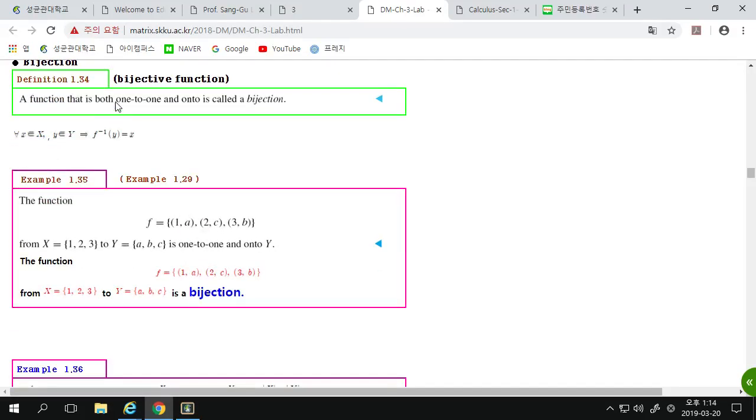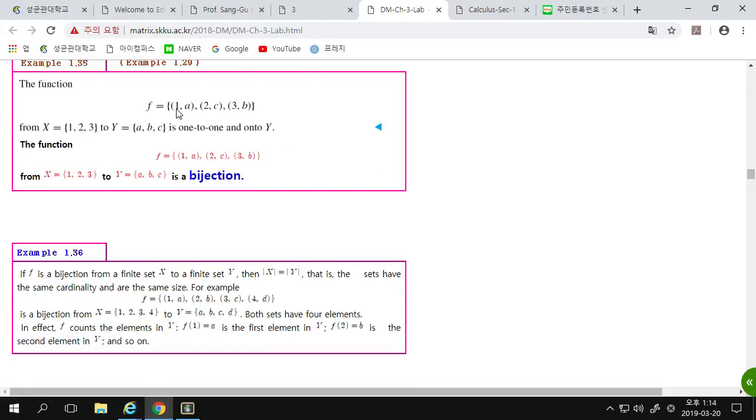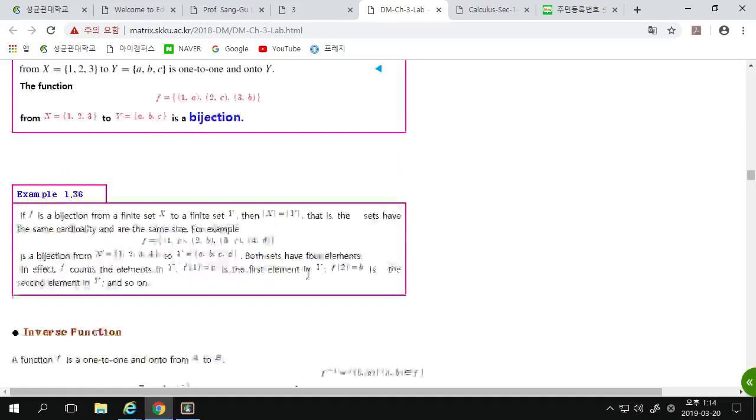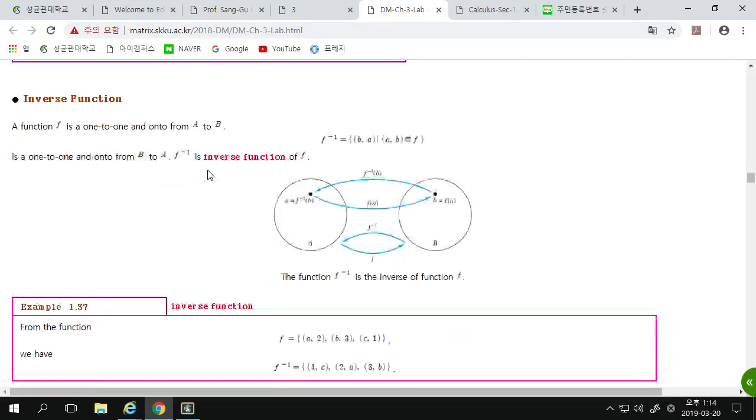Bijection. If a function is both one-to-one and onto, then we call it a bijection, like this. From 1, 2, 3 to A, B, C: 1 goes to A, 2 goes to C, 3 goes to B. Clearly, all different, one-to-one and onto, so it's a bijection. If the cardinality of two sets is the same, there always exists a one-to-one function, a bijective function.